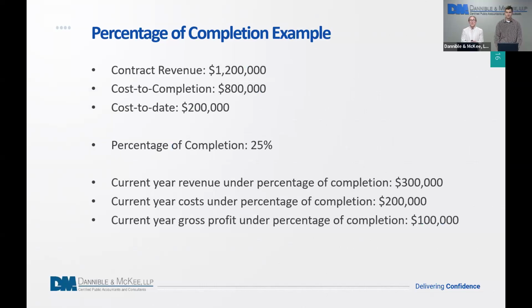On the slides, I have a quick example of how you would utilize the percentage of completion method. So looking at this contract, we have a $1.2 million contract with total costs estimated at $800,000 with $200,000 of costs incurred to date. So based on those numbers, we have a percentage of completion of 25%. If this was the method of accounting for this taxpayer, they would recognize revenue of $300,000, costs of $200,000, resulting in a gross profit of $100,000 for the year.